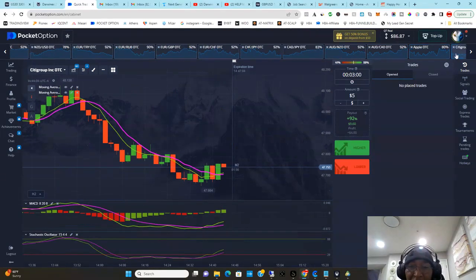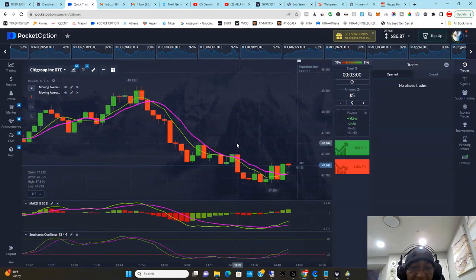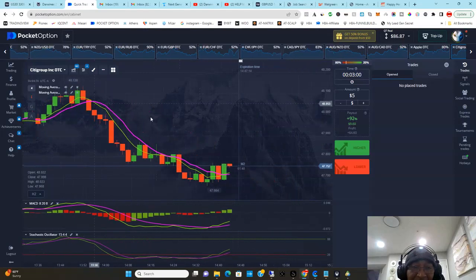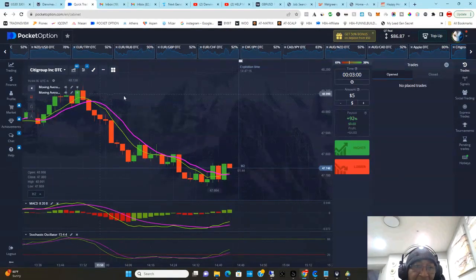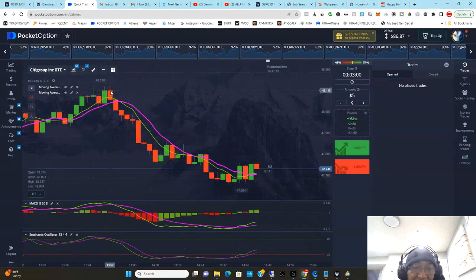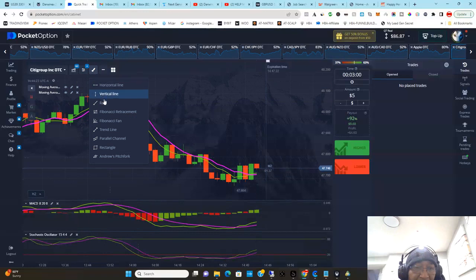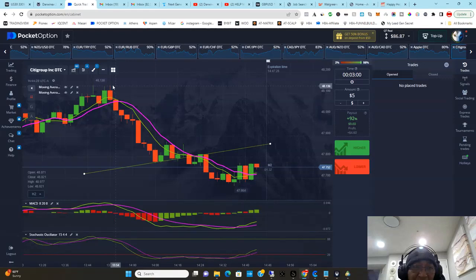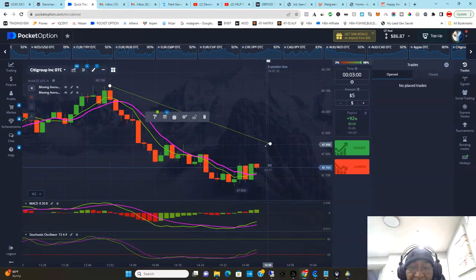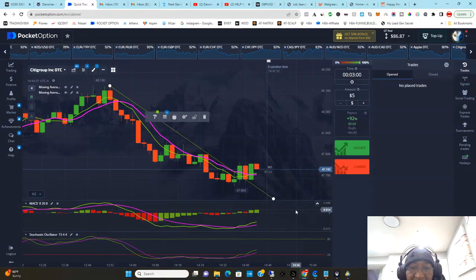Okay, let's move on here. We're still looking at some of these assets. Here looks like a good setup, but there's no momentum. Sometimes you have to look at the overall trend in the market. You can see this is a downward trend. If you draw a line here, you can see a trend line. If you bring it here, you can see this is just an overall downward trend, okay?